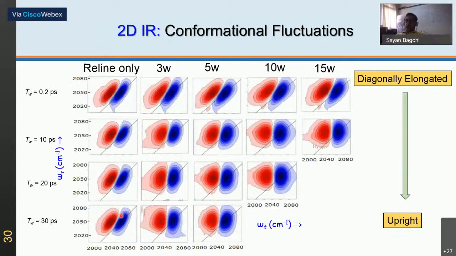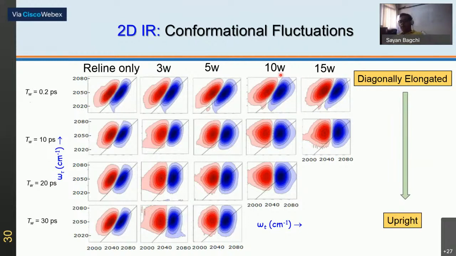Now I'm showing you data at different waiting times. As I mentioned for the fluctuation case, the peaks get upright. The way to read this data set is that from left to right the amount of water increases, and from top to bottom the waiting time increases, that's the time between the second and the third pulse. As you see, when you have only the viscous deep eutectic solvent, we can see a kind of diagonal even at 30 picoseconds. However, as we increase the water, in 10W, we have 10 moles of water here.